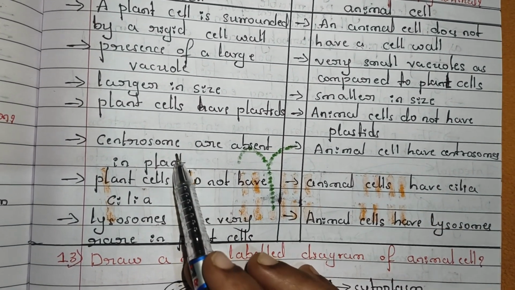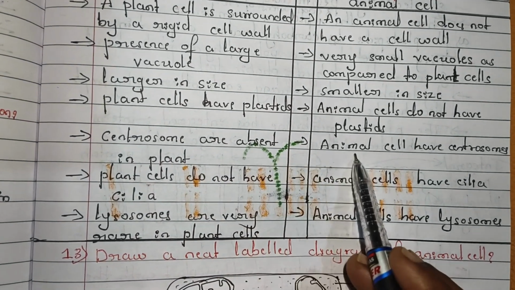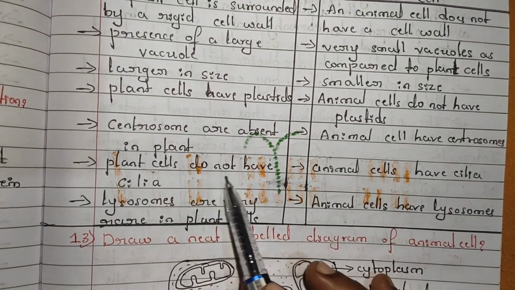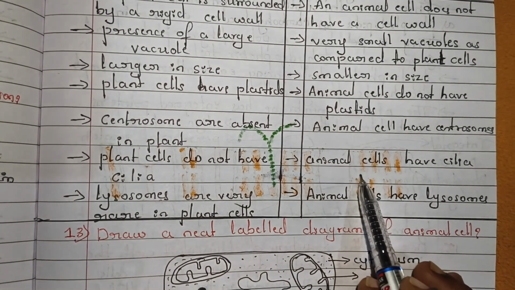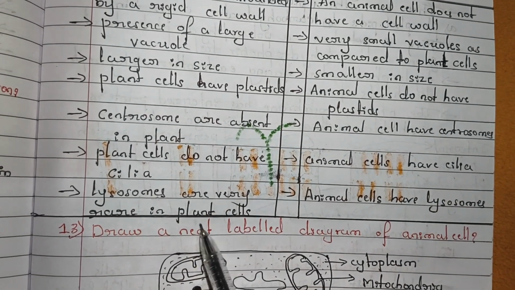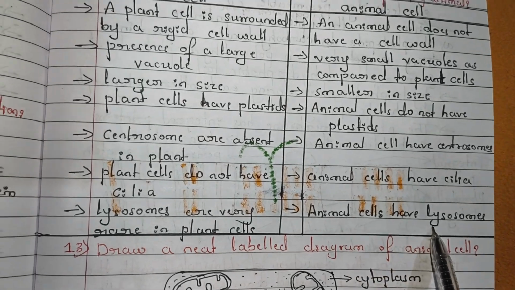Sorry, here I mispronounced centrosome. So centrosomes are absent in plant cells, and centrosomes are present in animal cells. Next, plants don't have any cilia, and animal cells have cilia. Lysosomes are very rare in the plant cell. Animal cells have lysosomes.